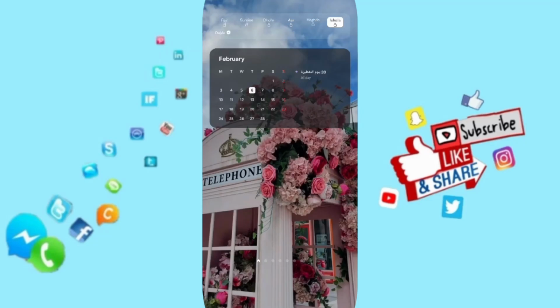Hello everyone, today we will talk about how to solve the problem of the iHerb app.